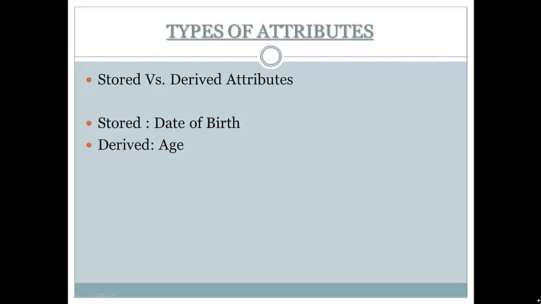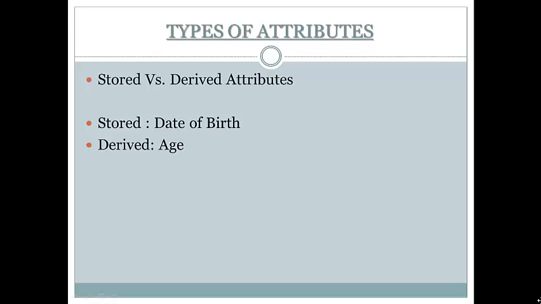The next classification is stored versus derived attributes. Here, an example of a stored attribute is date of birth and a derived attribute is age, because from date of birth we can calculate the age.